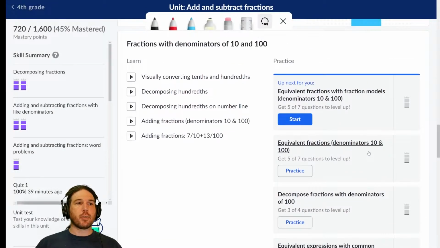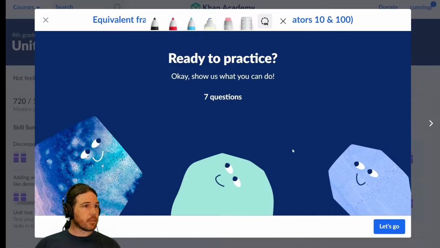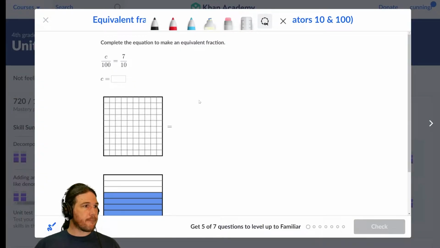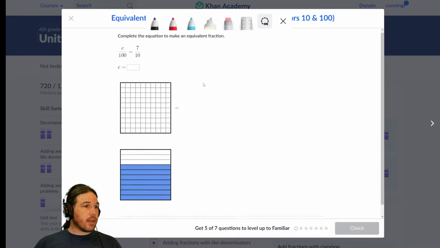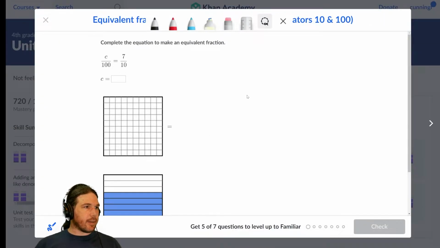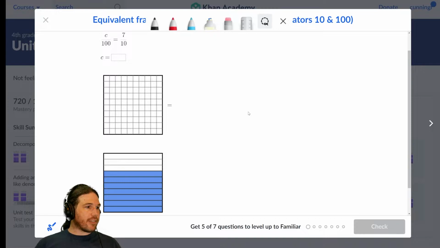Equivalent fractions with fraction models, denominators 10 and 100. Let's see what this looks like. Complete the equation to make an equivalent fraction. Okay, I get it. I see what's going on here. We have c over 100 equals 7 over 10.